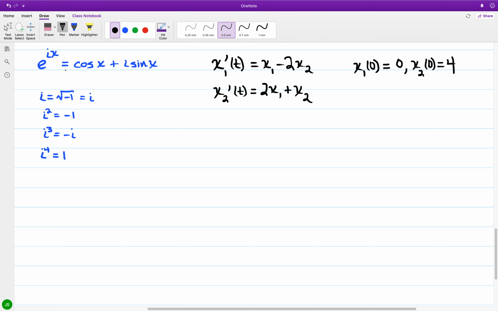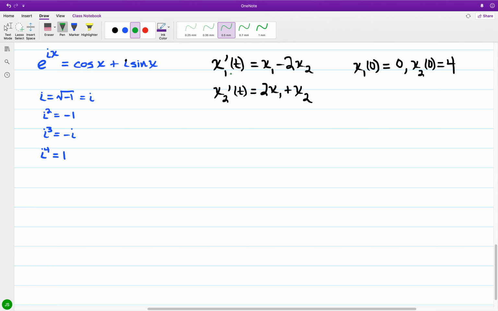Okay, now we have from the Euler equation, e to the i times the angle is equal to the cosine of the angle plus i times the sine of the angle. And we have also, just dealing with powers of i, i to the first is equal to i, i squared is equal to -1, i cubed is equal to -i, and i to the fourth is equal to 1. All right, now working with what we have in this system.